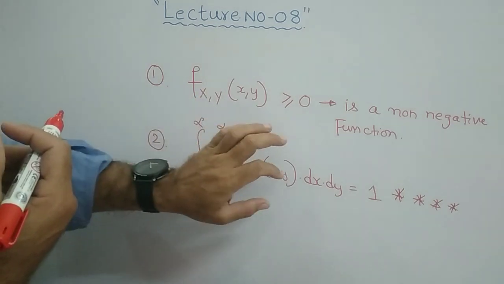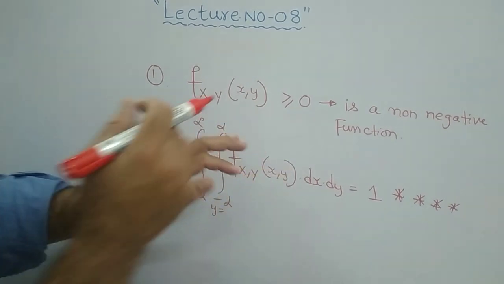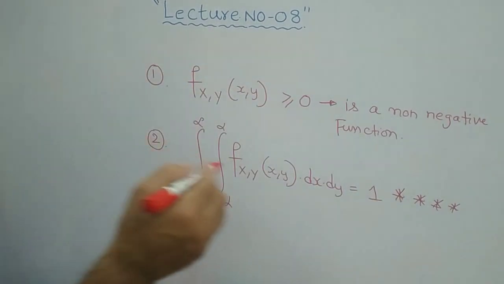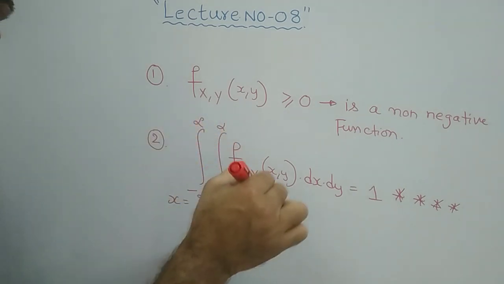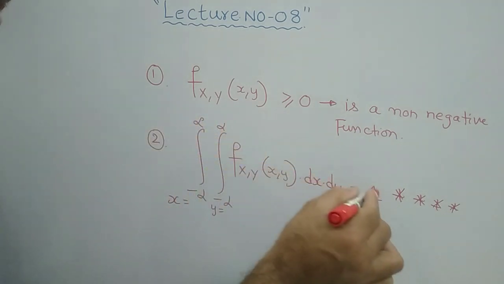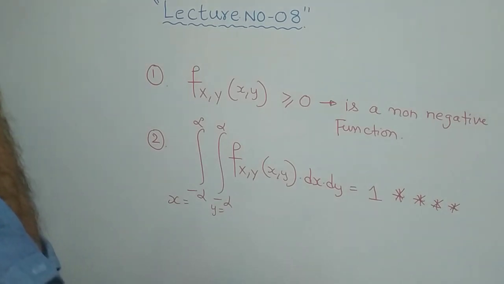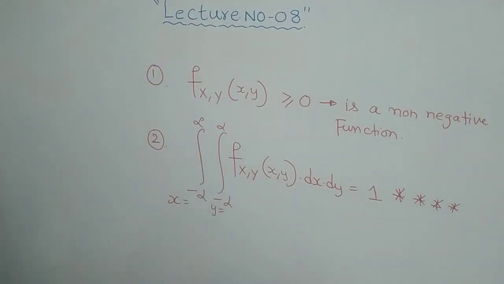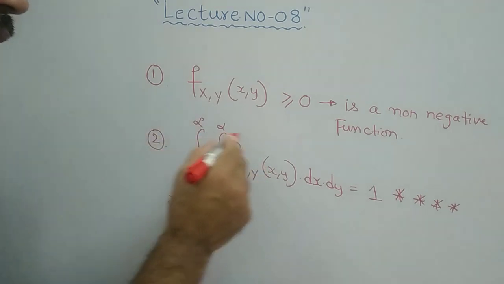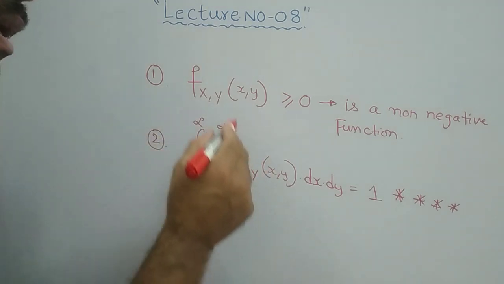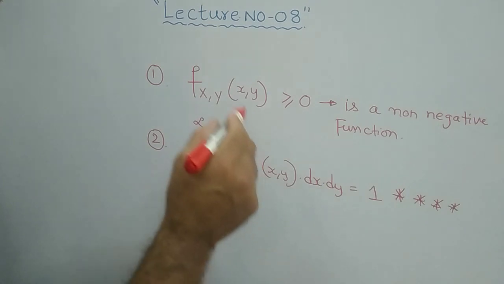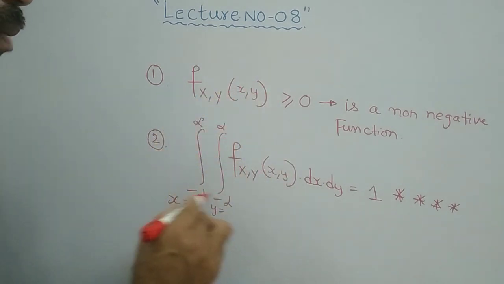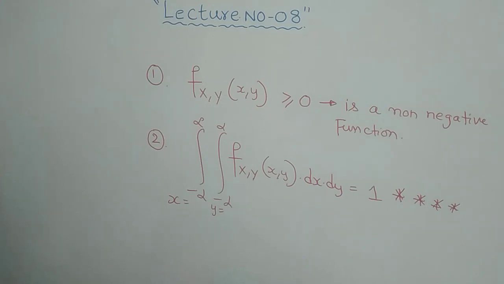Under these limitations, once you evaluate this function, it should have the value equal to 1. Means the area under this density function must be unity. It must be unity. That is a very, very important property of a joint density function. That is the area under the curve, which is bounded by these limitations. That is the meaning of it actually.